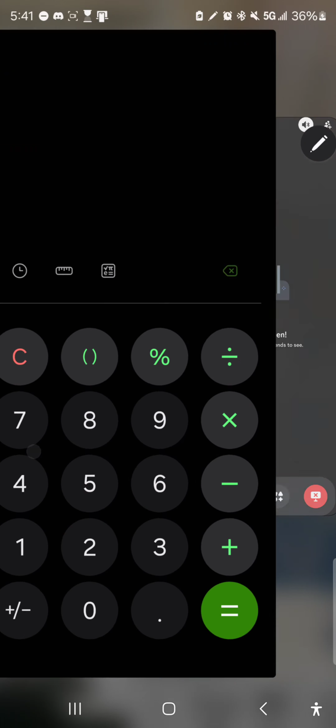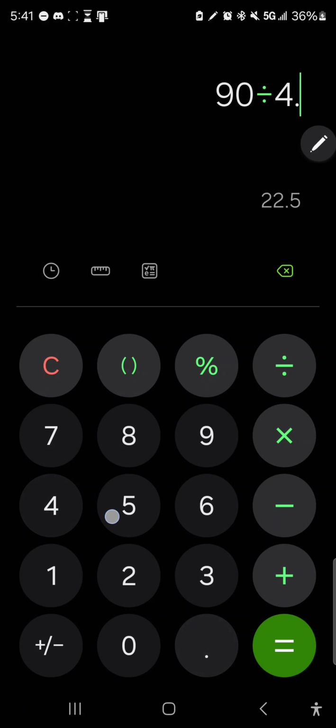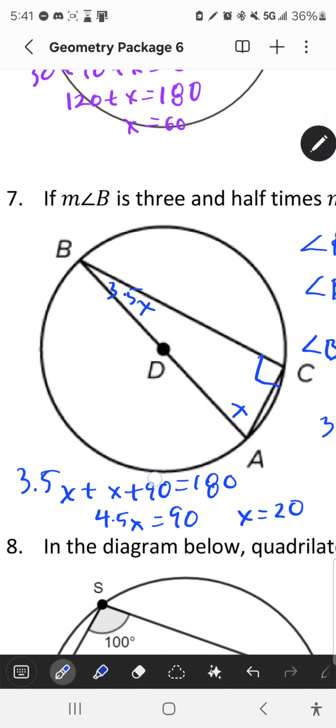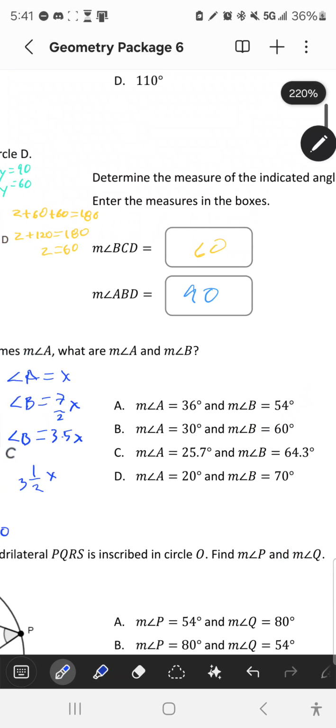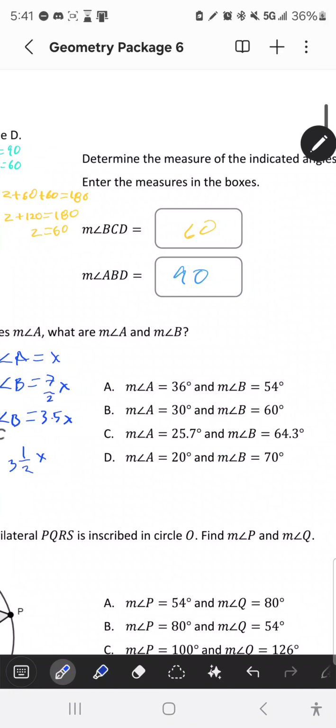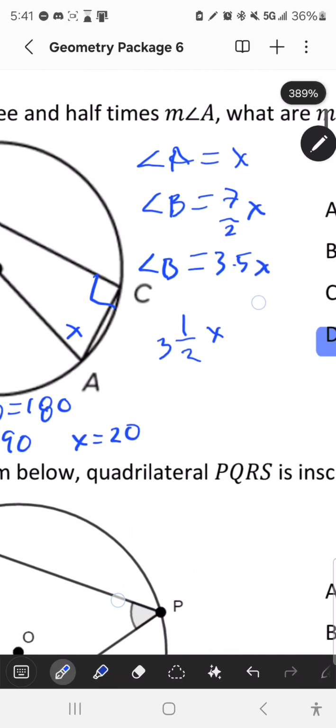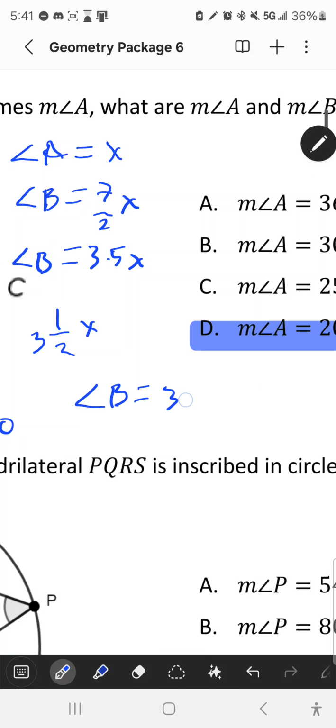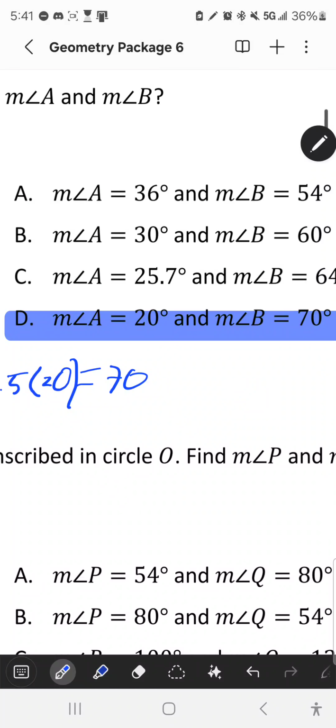Let me just rectify that. Yeah, x equals 20. And now we're asking for the measure of angles A and B. So we know that A is going to be equal to 20, because A equals x. And then B will be 3.5 times 20, which is going to be equal to 70. That is exactly right, the answer is D.